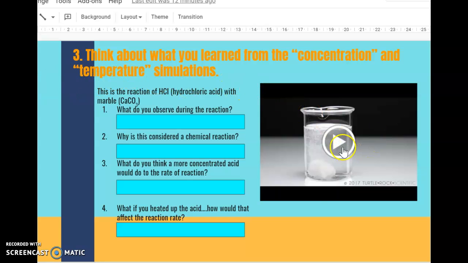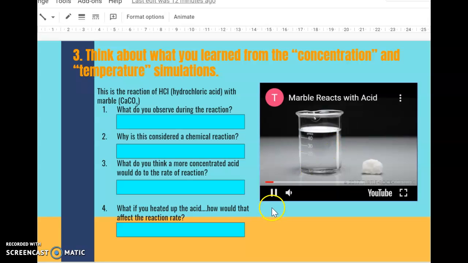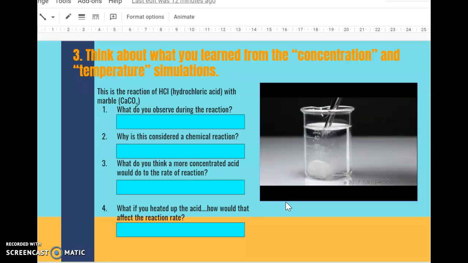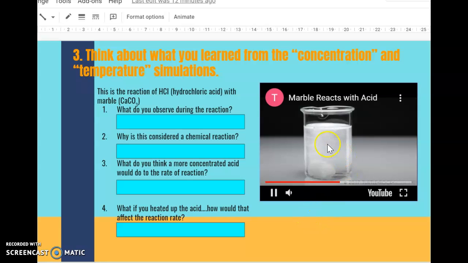So for here, you're going to watch this short little video. It's a few seconds of hydrochloric acid, the liquid, and marble reacting together. You're going to answer, what do you observe during the reaction? What do you see happening in the video here? So when you play the video, what do you observe happening? What do you think those bubbles are? What do you think is happening to the marble? What's happening in this whole beaker here?